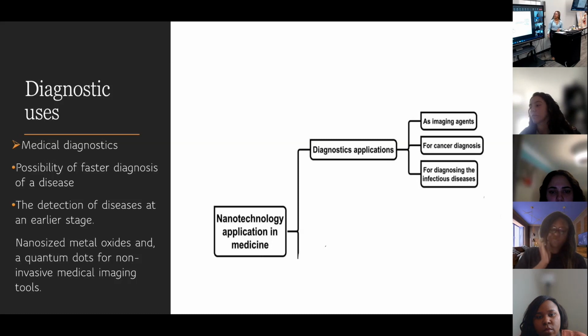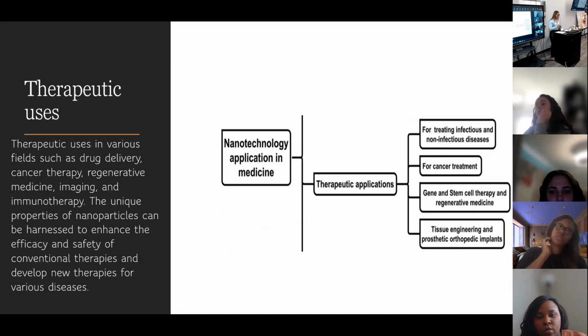So then we move on into therapeutic uses. So for therapeutic uses, it's going to be in various fields, such as cancer therapy, regenerative medicine, we're going to have imaging, immunotherapy, and then the unique properties of nanoparticles can then be harnessed and enhanced with the therapeutic uses in more efficacy and safety than conventional therapies developed for various diseases.